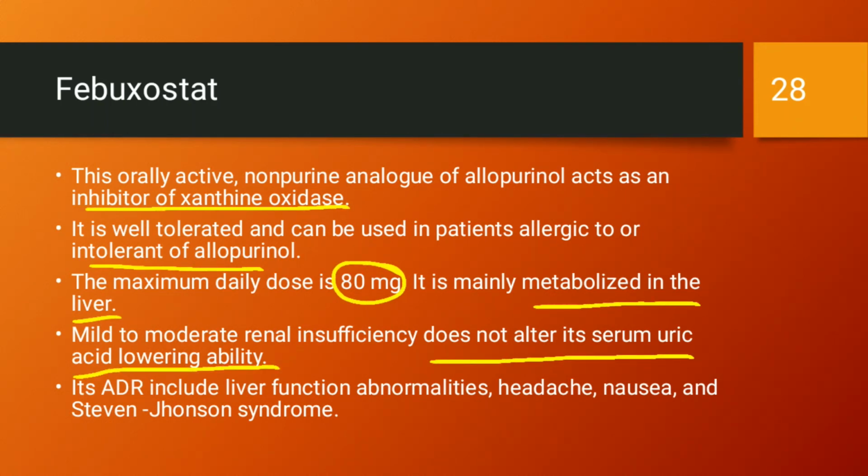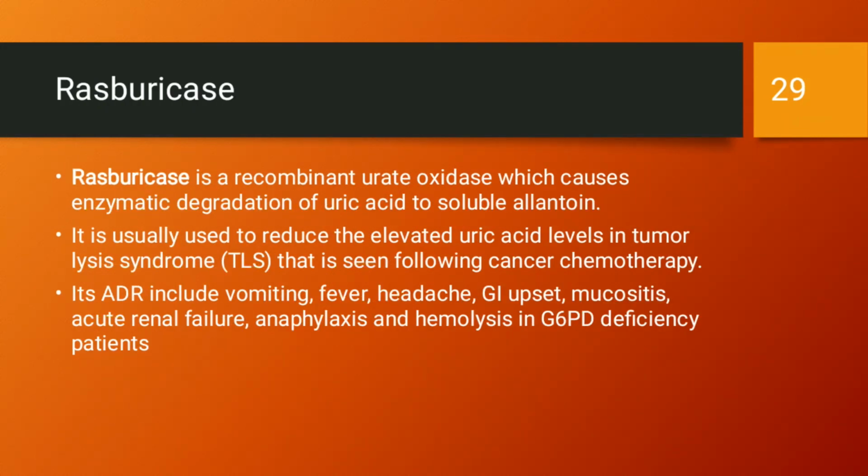So its ADRs include liver function abnormalities, headache, nausea, and Stevens-Johnson syndrome. Okay. So the next drug we have is Rasburicase. This Rasburicase is a recombinant urate oxidase which causes enzymatic degradation of uric acid to soluble allantoin.